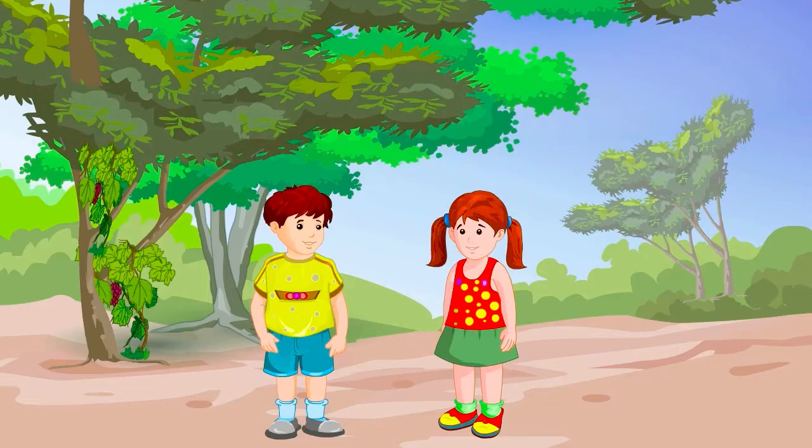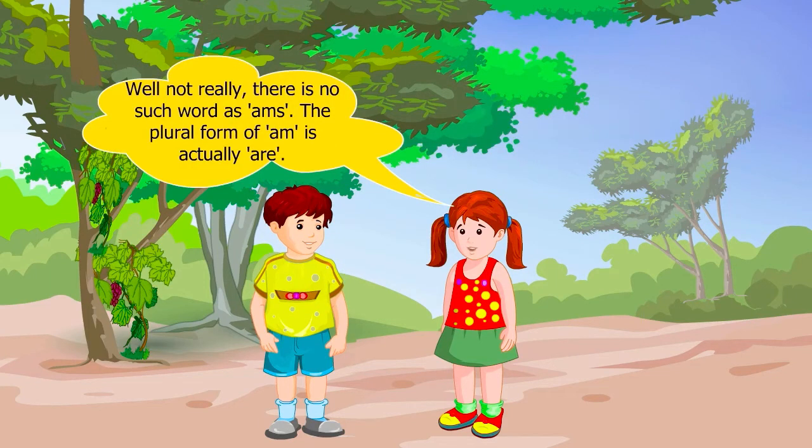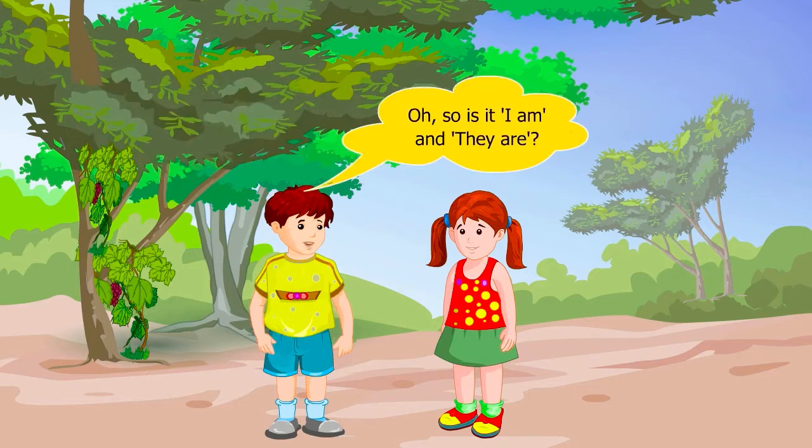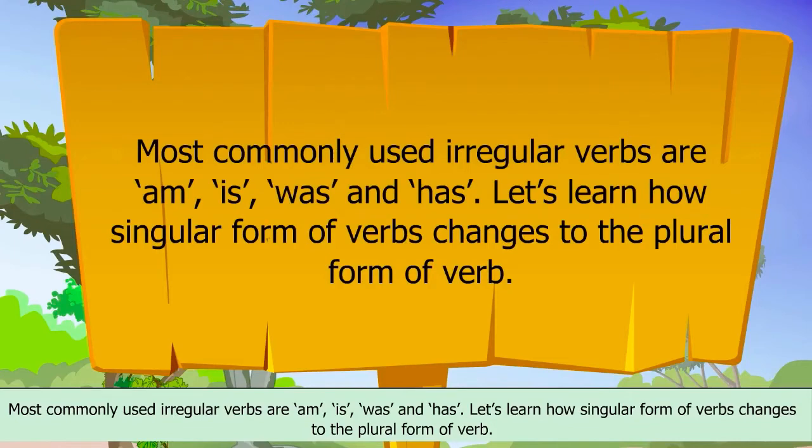Let's take the conversation between Wayne and Jane as an example of irregular verbs. Jane, what is the plural form of am? I am is singular, but they ams? Is there such a word? Well, not really. There's no such word as ams. The plural form of am is actually are. Oh, so is it I am and they are? Exactly, you've got it. These are irregular verbs, meaning they're unusual, as they don't add either an s or es to make the verb singular. Most commonly used irregular verbs are am, is, was, and has.